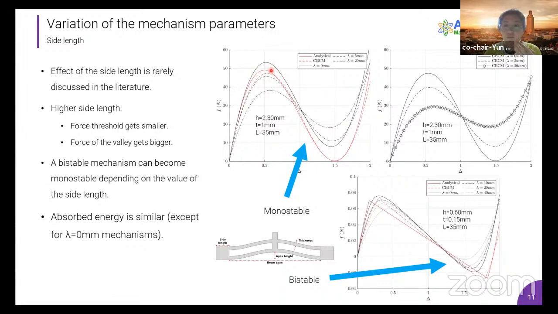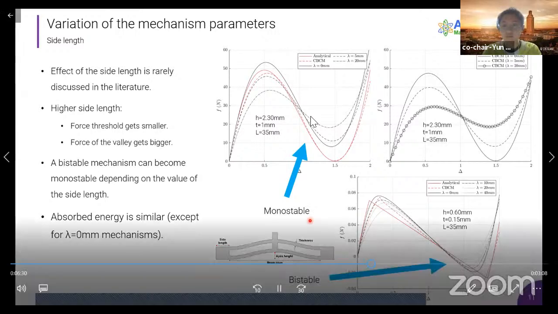And the second point is that a bistable mechanism can become monostable depending on the value of the side length. As we can see here, the mechanism with no side length was bistable since it reached a level of negative force. And when I increase the side length, it gets close to a zero force value, becoming marginally bistable. And an interesting result is that the absorbed energy of the mechanisms with side length is similar and only the forces change. The decrease of force threshold is compensated by the increase of the force value of the valley.